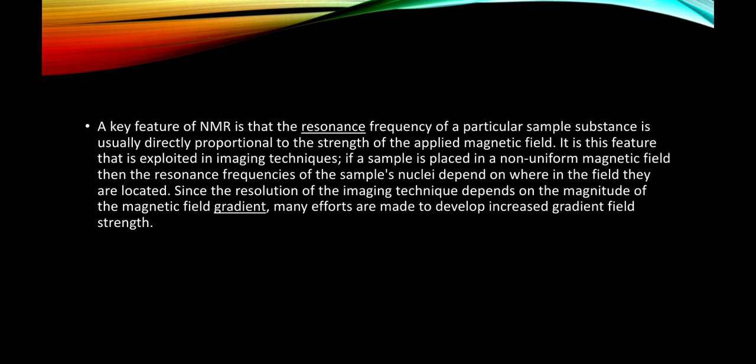A key feature of NMR is that the resonance frequency of a particular sample substance is usually directly proportional to the strength of the applied magnetic field. This feature is exploited in imaging techniques. If a sample is placed in a non-uniform magnetic field, then the resonant frequencies of the sample's nuclei depend on where in the field they are located. Since the resolution of the imaging technique depends upon the magnitude of the magnetic field gradient, many efforts are made to develop increased gradient field strength.